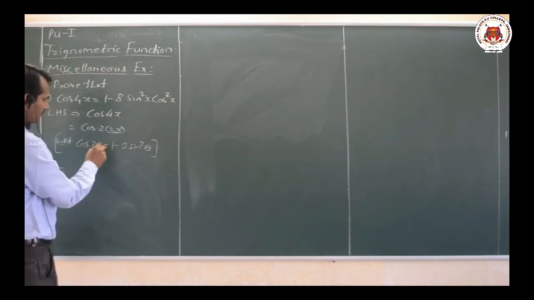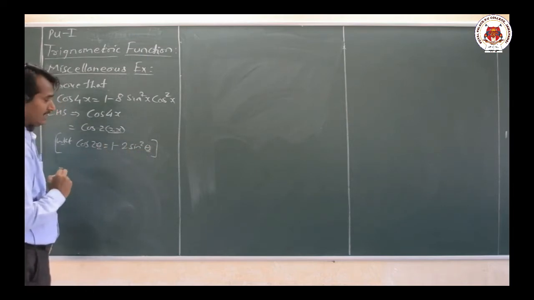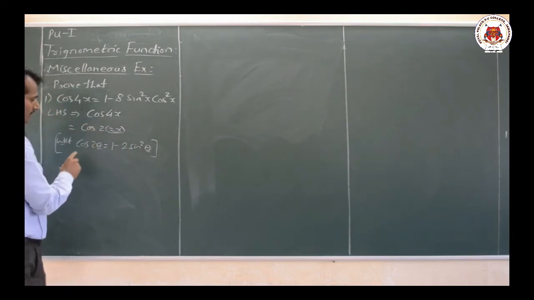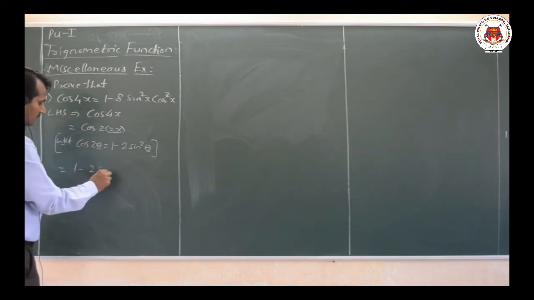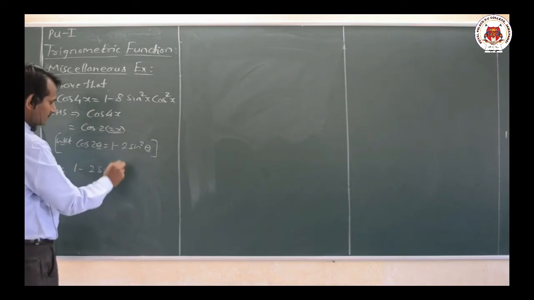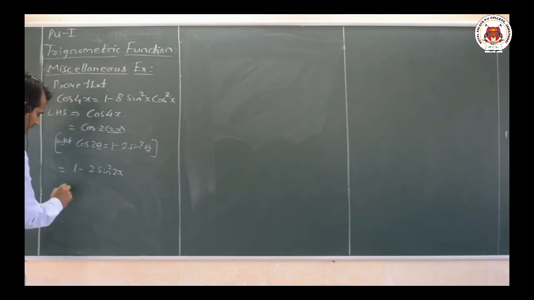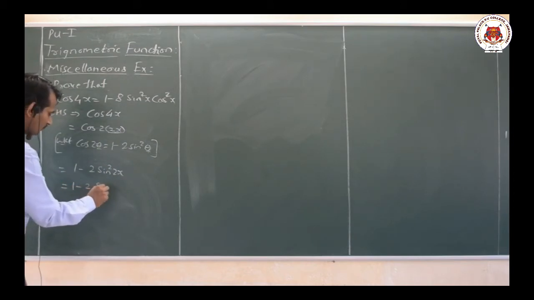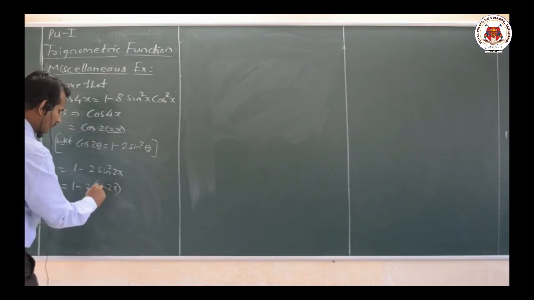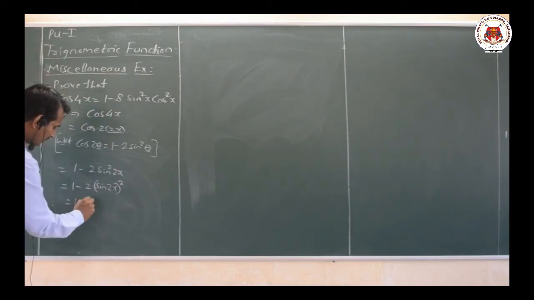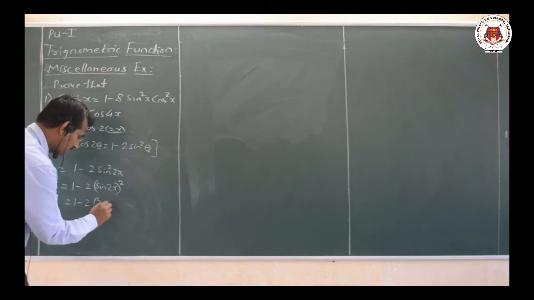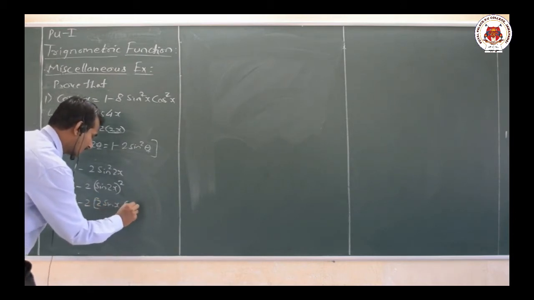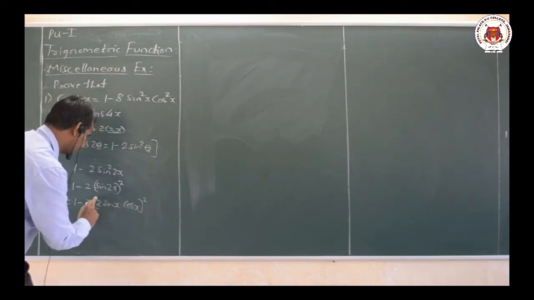Here 2x means theta. Cos 2 theta is 1 minus 2 sin square theta. Theta means 2x, so I can write it as 1 minus 2 sin 2x whole square. That is nothing but 1 minus 2 into sin 2x whole square. What is the sin 2x formula? That is 2 sin x into cos x, whole square.